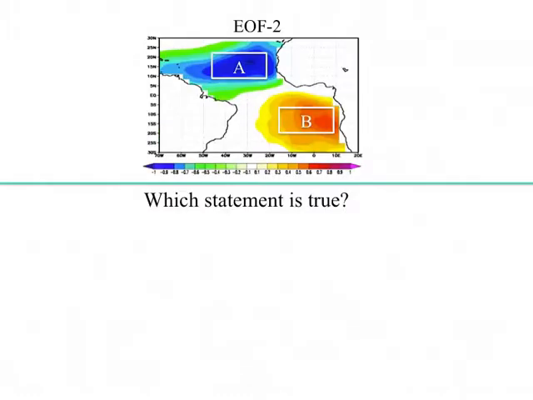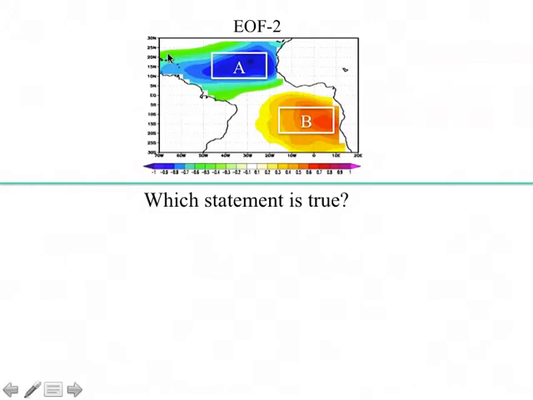So if you look at this pattern, you see EOF number 2 here in the tropical Atlantic, and green and blue means negative values, and red and orange and yellow means positive values. So you see EOF number 2 here has in region A negative values and in region B positive values. And the question for you is, what do you see here? What kind of statement would you make about this? When you look at this, what can you say about the interactions in this domain?